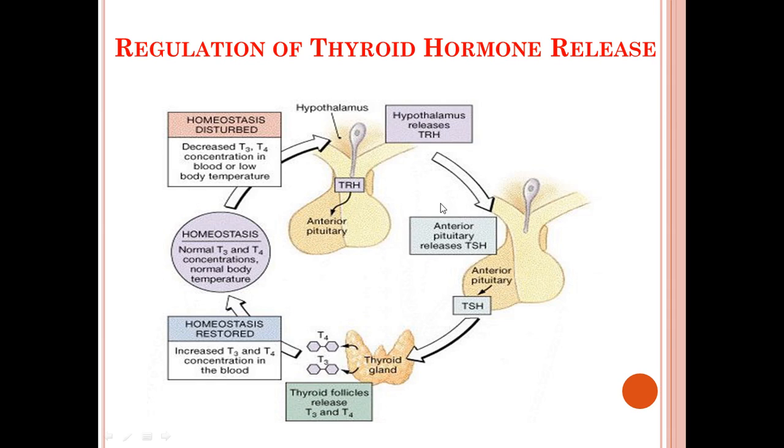This is a schematic representation of the regulation. This is the TRH from the hypothalamus, which stimulates the anterior pituitary gland. It will release the TSH from the anterior pituitary gland. TSH stimulates the thyroid to produce T4, T3, and when it increases in concentration, it will give a negative feedback to the hypothalamus.